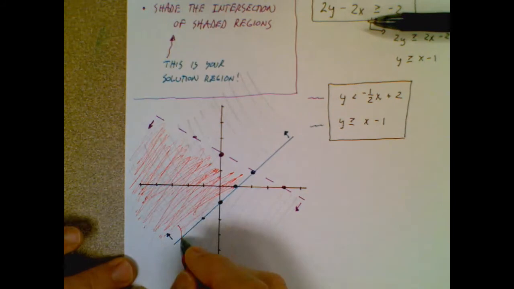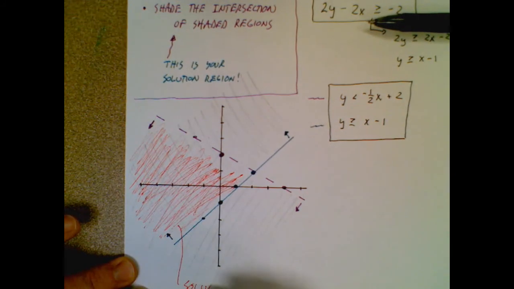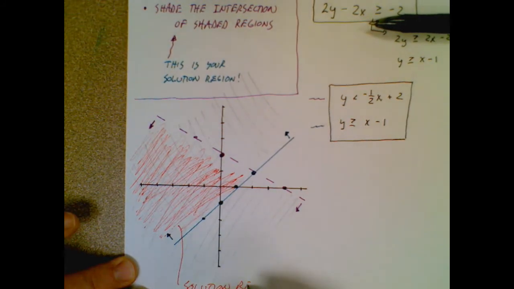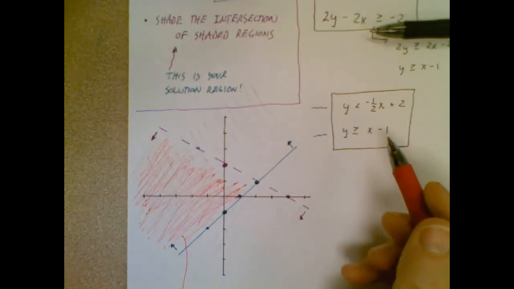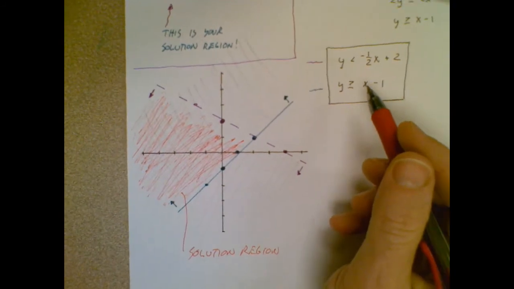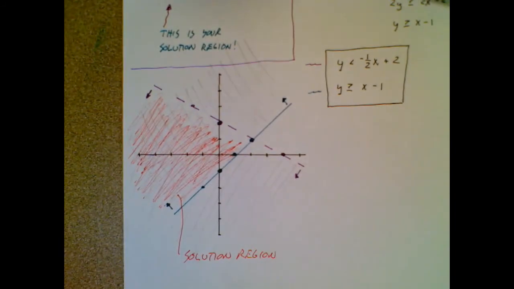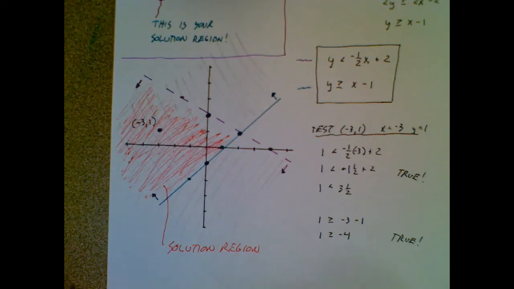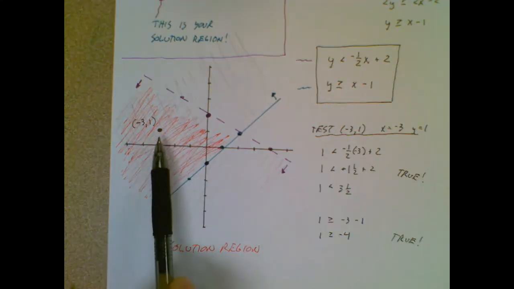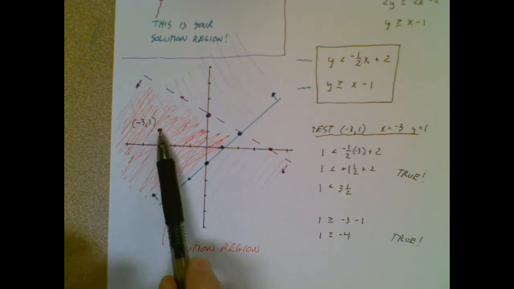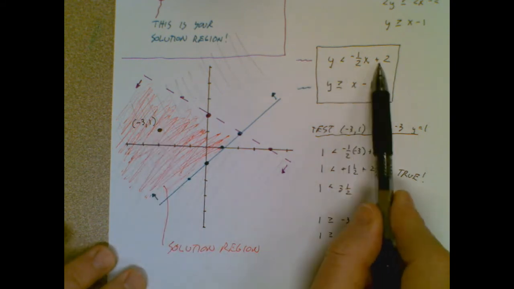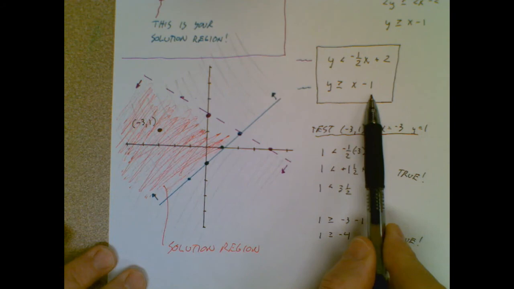And if it's our solution region, that means any ordered pair from within that region will make this inequality true. Both parts of the inequality would be true. Let's test that out. Here's how we test that out. I'm taking a point from within the solution region, (-3, 1). If this is really the solution region, this point will make this inequality true and this inequality true.